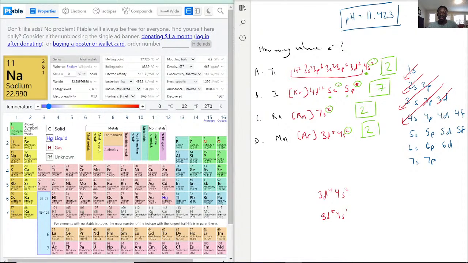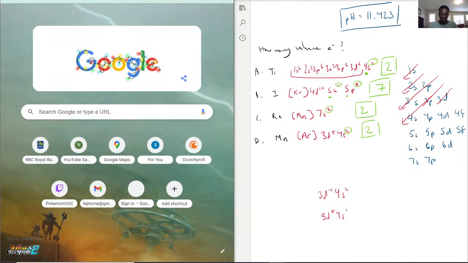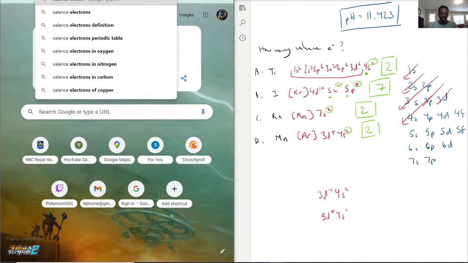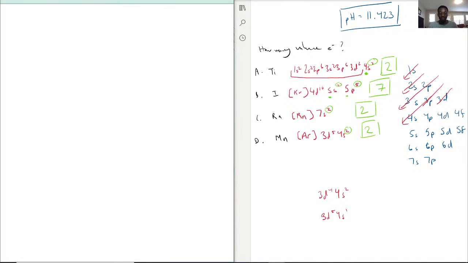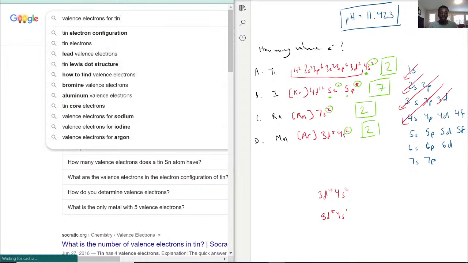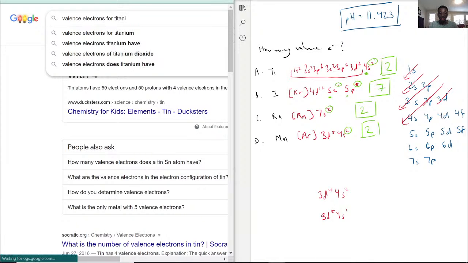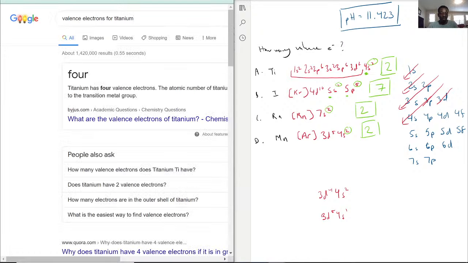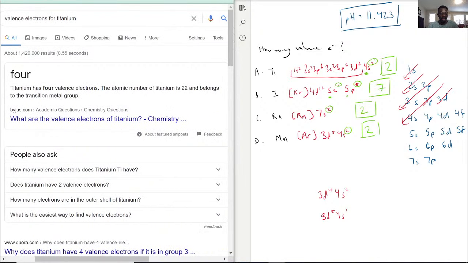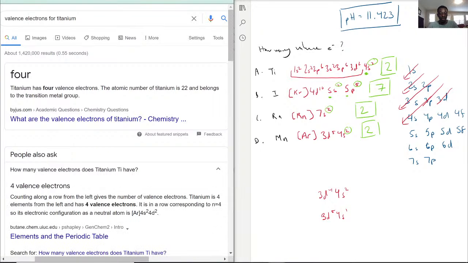And just to make sure that I'm not just making it up, valence electrons for tin. Whoops, that's not tin. That's titanium. That's the trickiest one. Yeah, so this, I would say this is incorrect because it's still basing it off of that.